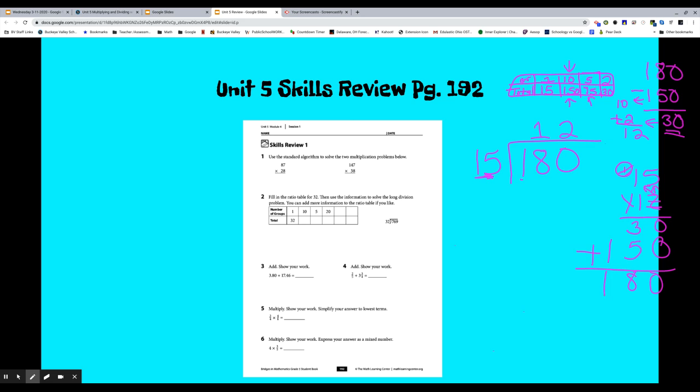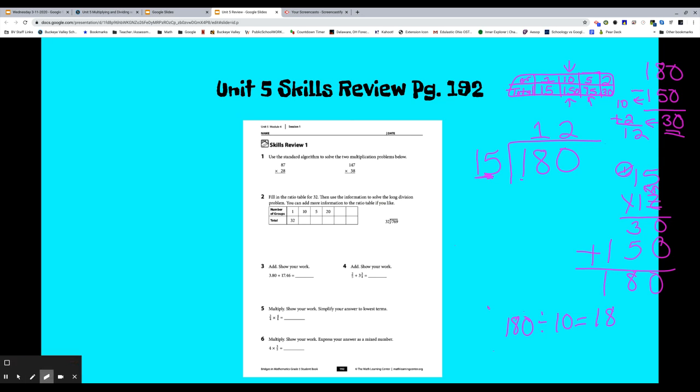I also could have estimated, and I could have said, well, 180 divided by 15 is about 10, right? It's close to 10, is going to give me 18. Is 12 close to 18? Yes, so I know that my answer is reasonable.